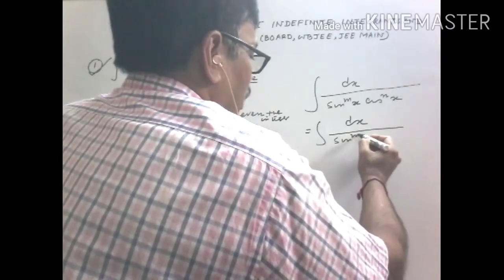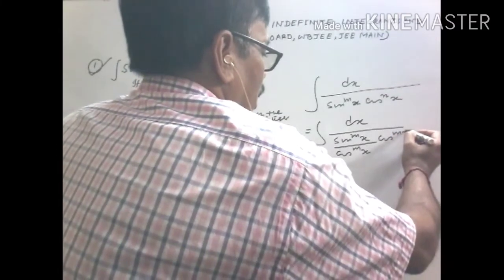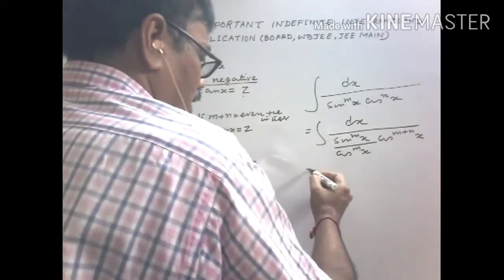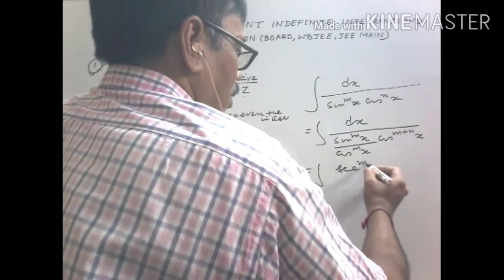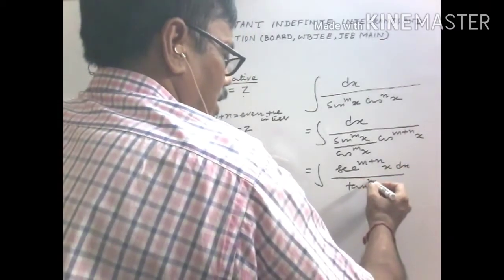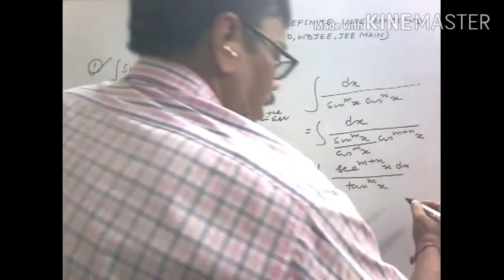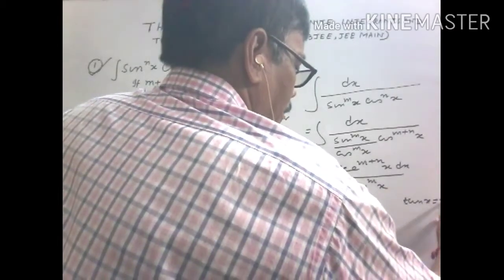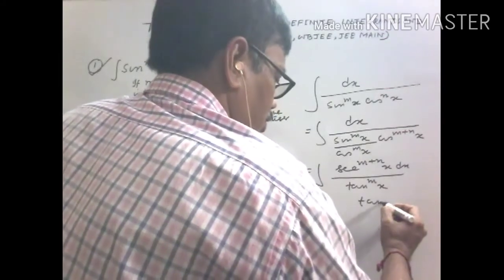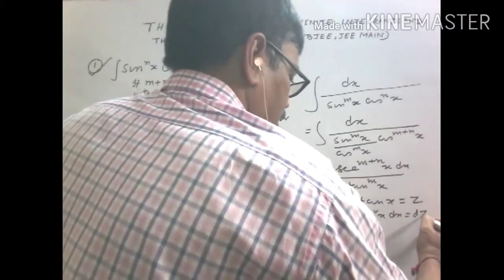So sin to the power m x cos to the power m x, and this is cos to the power m plus n x. So it is balanced. So the numerator is sec to the power m plus n x dx by tan to the power m x. Now if we put tan x equals z, then sec square x dx equals dz.